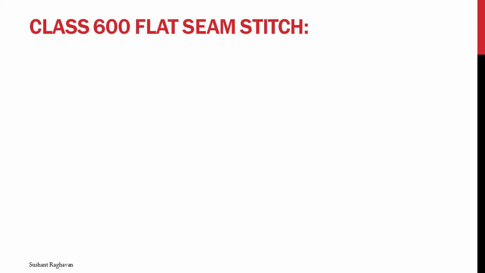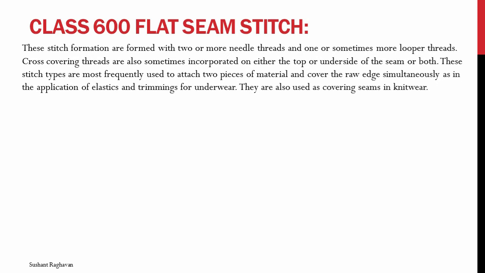Class 600 flat seam stitch. These stitch formations are formed with 2 or more needle threads and 1 or sometimes more looper threads. Cross covering threads are also sometimes incorporated on either the top or underside of the seam or both. These stitch types are most frequently used to attach 2 pieces of material and cover the raw edge simultaneously, as in the application of elastics and trimmings for underwear. They are also used as covering seams in knitwear.